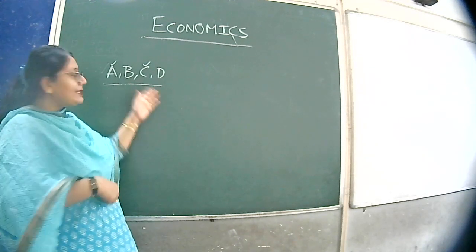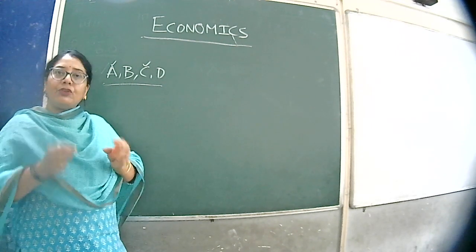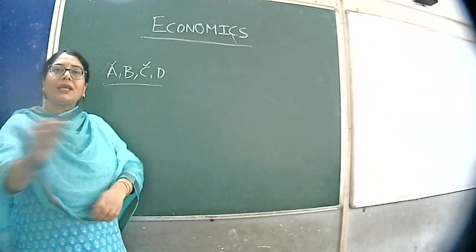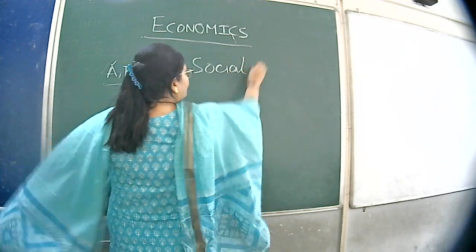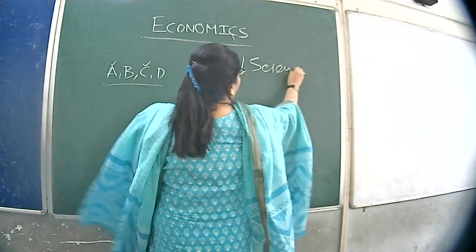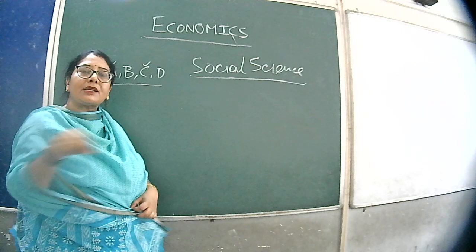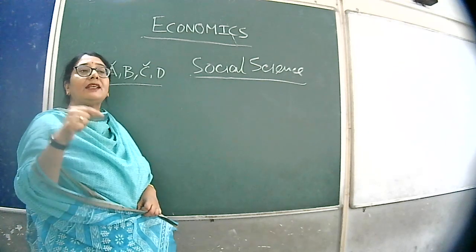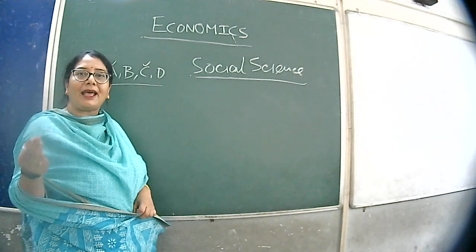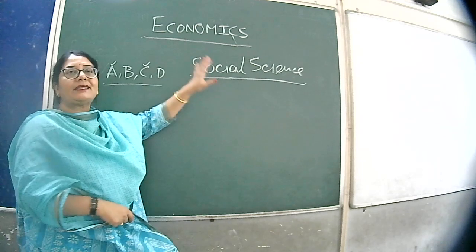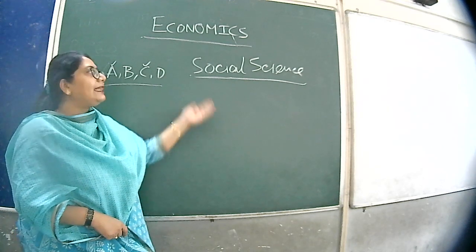Now, since these choices are made by us, human beings, that's why economics is known as a social science. Remember this word, economics is a social science. It is a social science because it works within the society. If the society is not there, economics is not there. Economics cannot be applied. That's why economics is known as a social science. Clear?